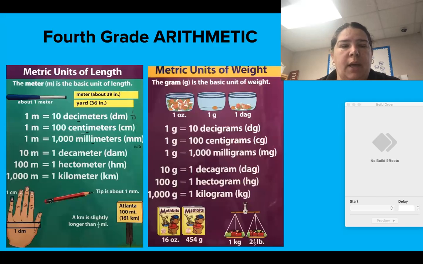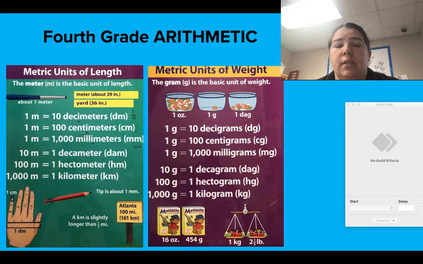Okay. Next, we have our arithmetic charts. These are units of length, units of weight, and the next one that will appear. I want you to, again, repeat with me or say it with me. 1 meter equals 10 decimeters. 1 meter equals 100 centimeters. 1 meter equals 1,000 millimeters. 10 meters equals 1 decameter. 100 meters equals 1 hectometer. 1,000 meters equals 1 kilometer.